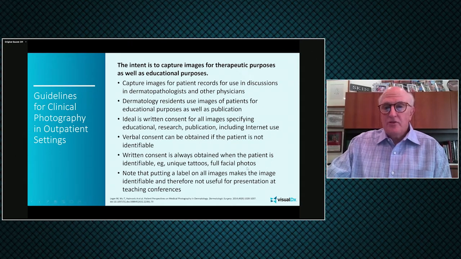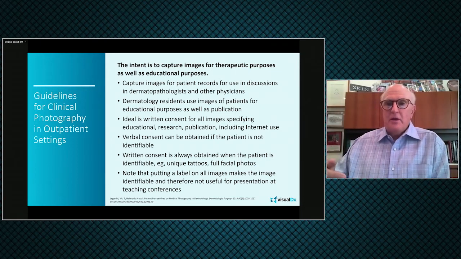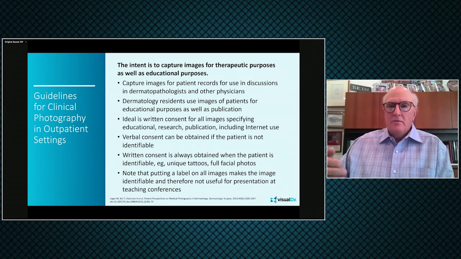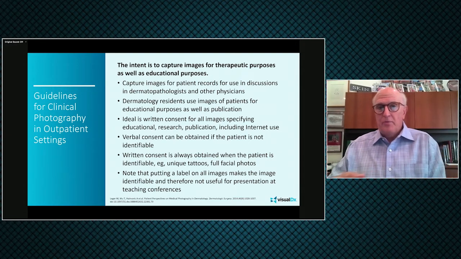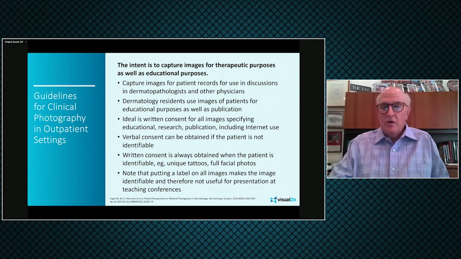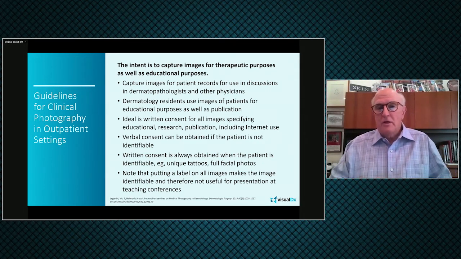So in the outpatient setting, I think you do have to ask yourself, what is the intent? What's the reason that you're capturing images? Is it because you want to talk to other physicians about them? Do you want your dermatopathologist to see the image and to be involved in that clinical pathologic correlation? Dermatology residents use the images for educational purposes. They use them for publication.